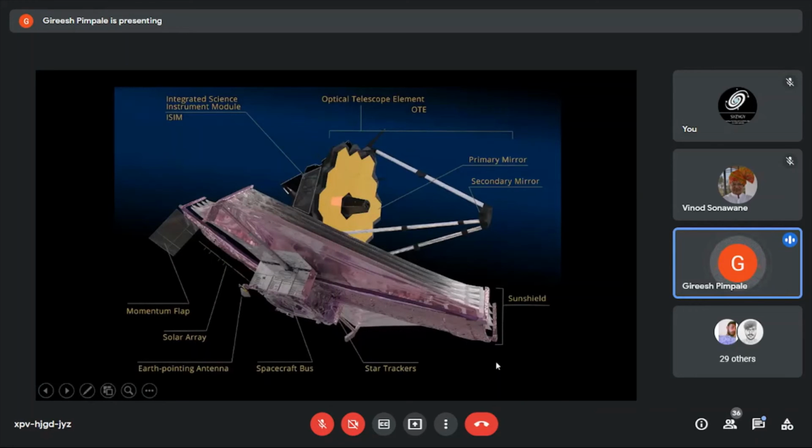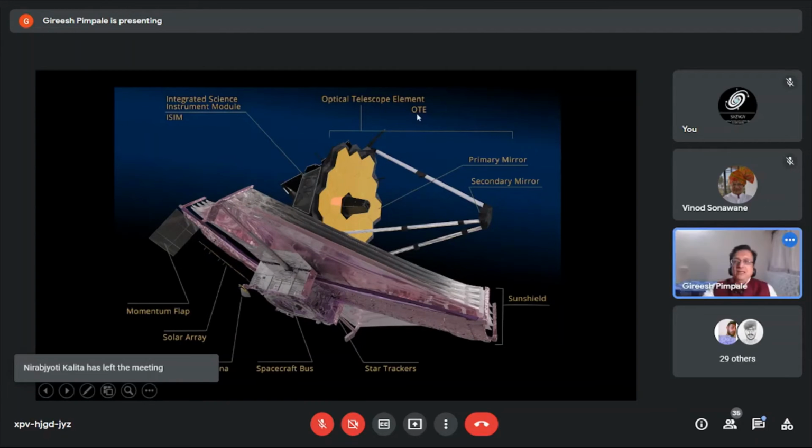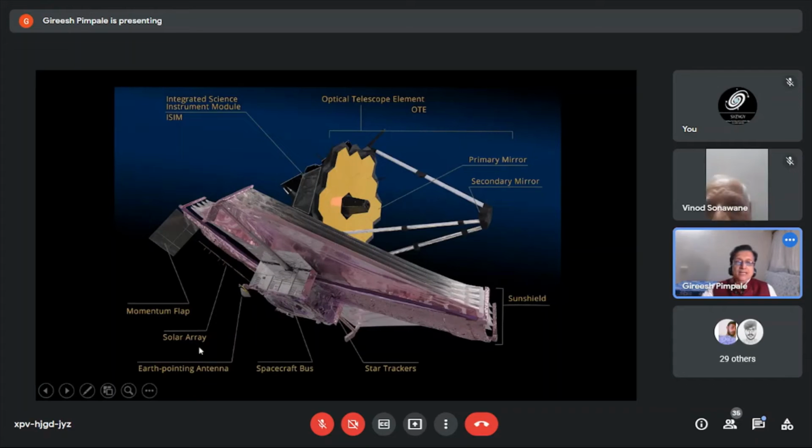So this tells about details of this telescope. Like these instruments which I have shown you just now are situated here. So this science instrument module is kept over here. Then optical telescope equipment, so mirror, etc. are here. Then sun shield is here. Then solar array on this side. And earth pointing antenna is situated over here. You can see a small dish-like antenna is here.